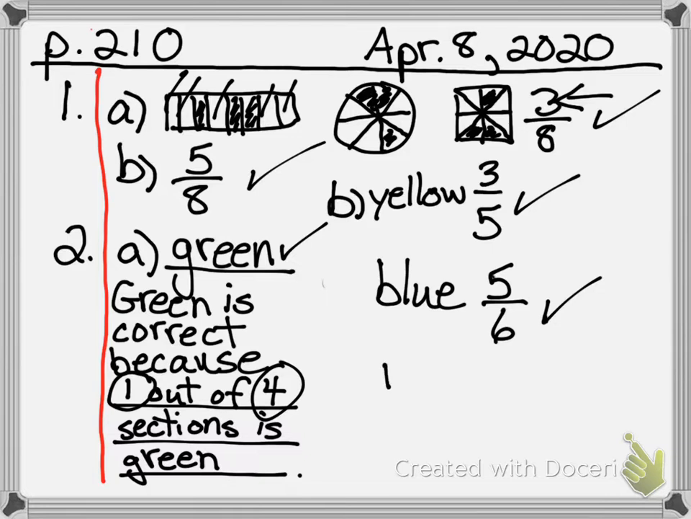And the last color was red, and there were 8 sections altogether, equal sections, and 5 of those were colored red. So 5/8. Give yourself a check mark if you got that right. Okay, now we're just going to do a little bit of practice here about how to say fractions, because we're not at school to practice this all together. So you need to say this out loud, okay? So I want you to try to say this fraction out loud.